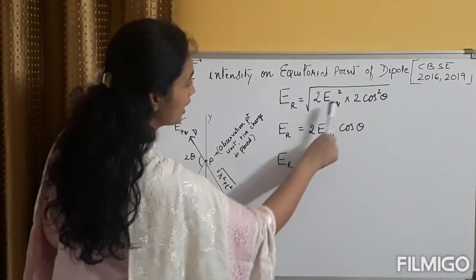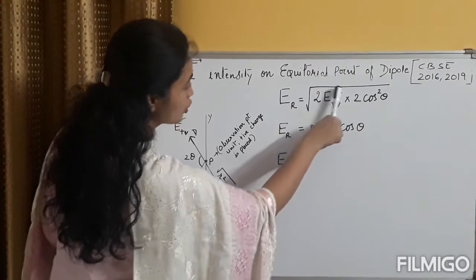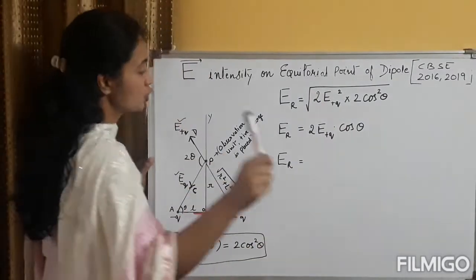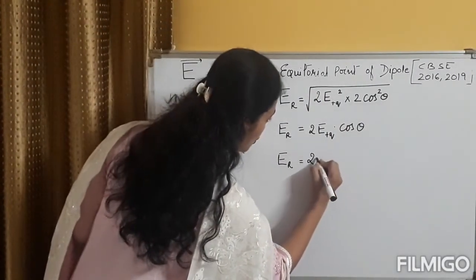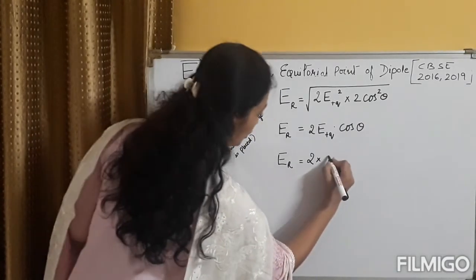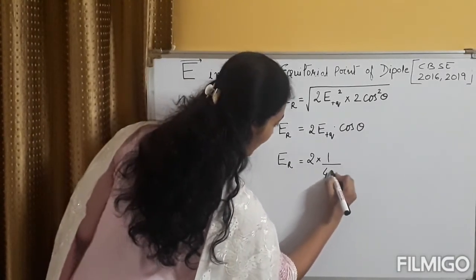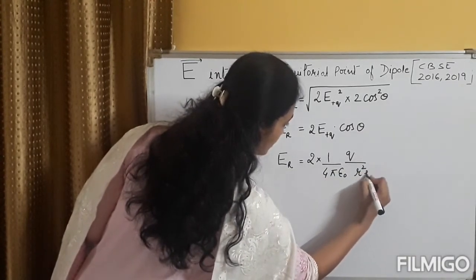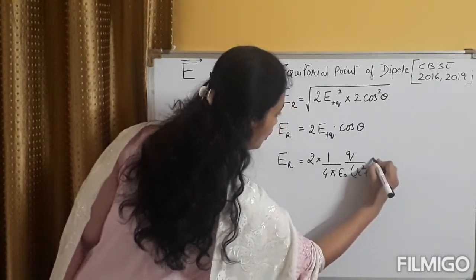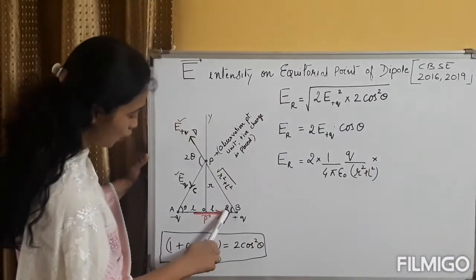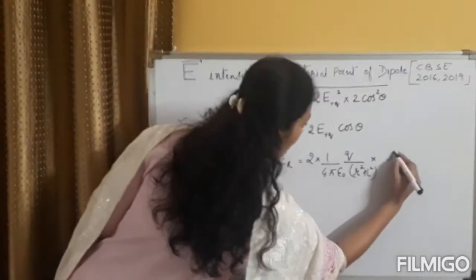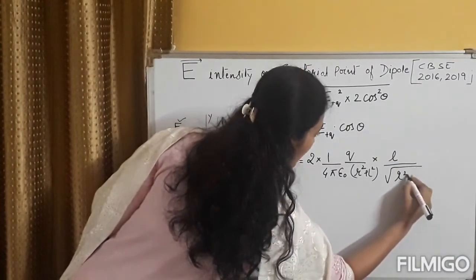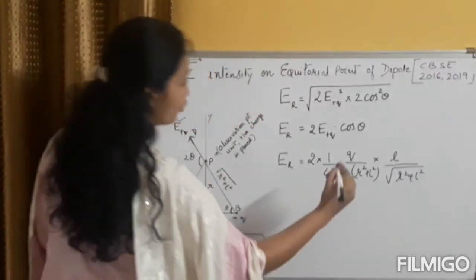So bringing things out of the square root, 2 into 2 is 4, so 2 has come out, E square, so E plus Q has come out, cos theta has come out of the square root. Now simply putting the values, 2 into E plus Q, the value is 1 by 4 pi epsilon naught, source charge upon the distance square. So this is the value into cos theta. Cos theta is base, which is L, upon the longest side, which is under root of R square plus L square.